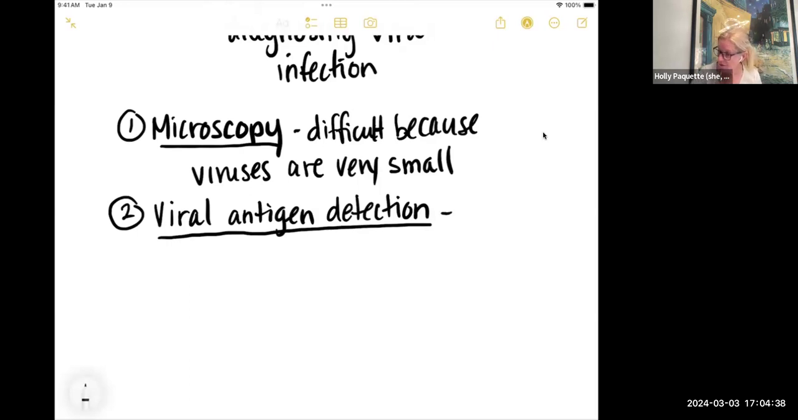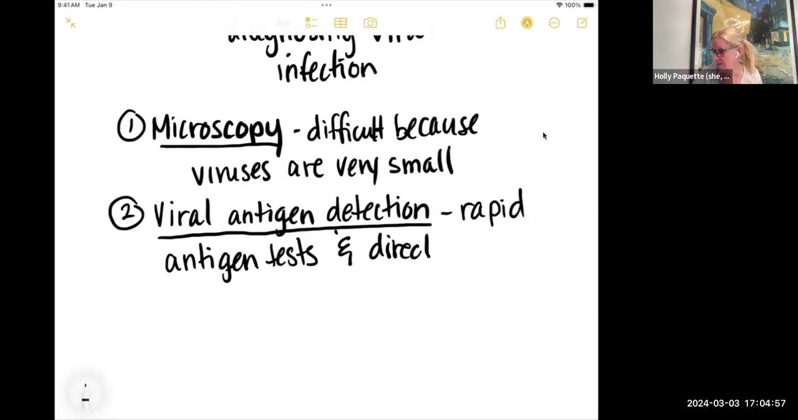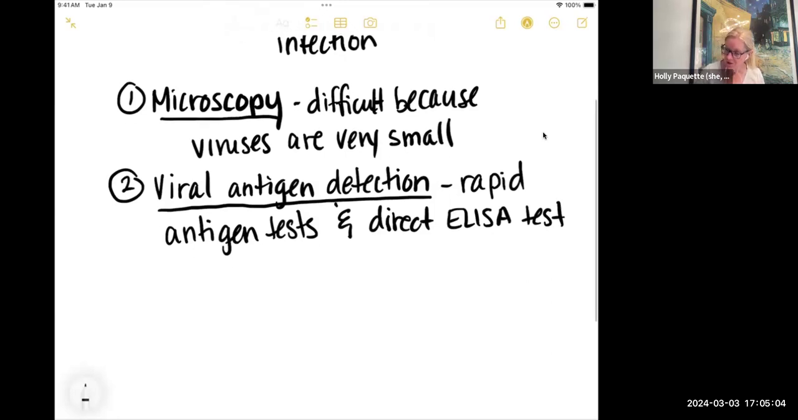This is actually what we look for when we are looking at rapid antigen tests. So if you've done the COVID-19 test at home where you swab your nose and you put it in, it's actually looking to see if those spikes or that nucleocapsid protein are there. This is also something that we would see in what is called a direct ELISA test, and we'll get into that in a little more detail in a second. So those are our first two.